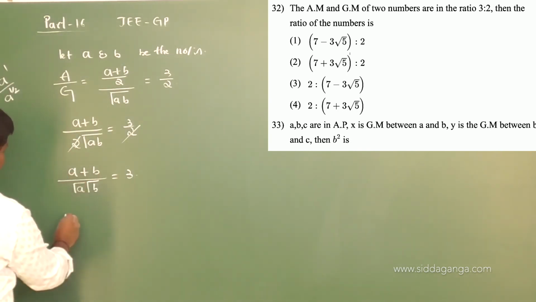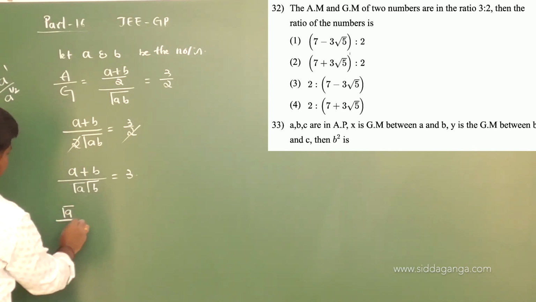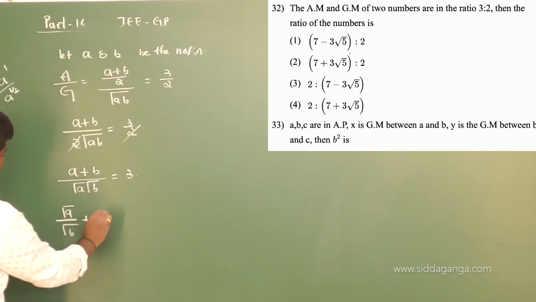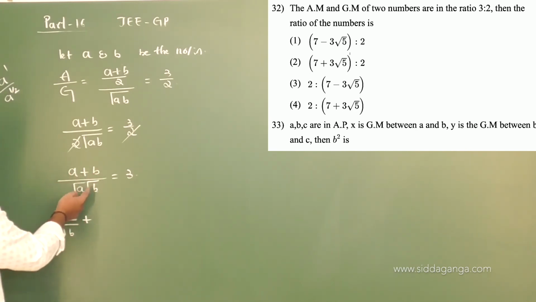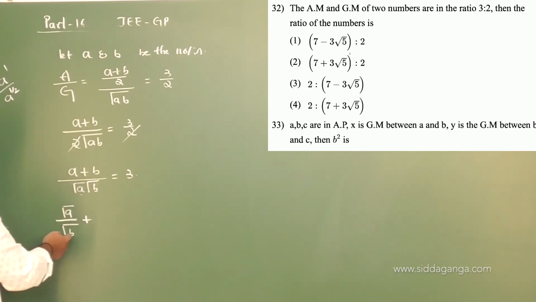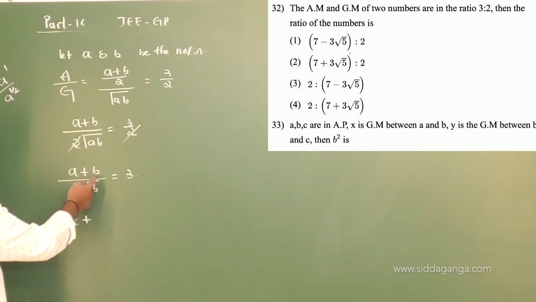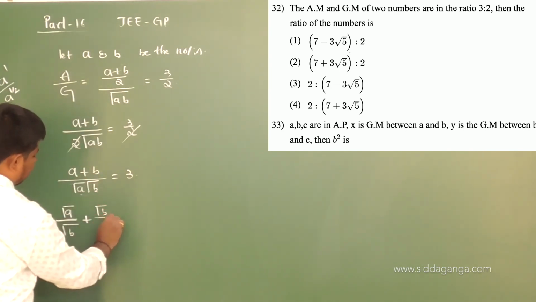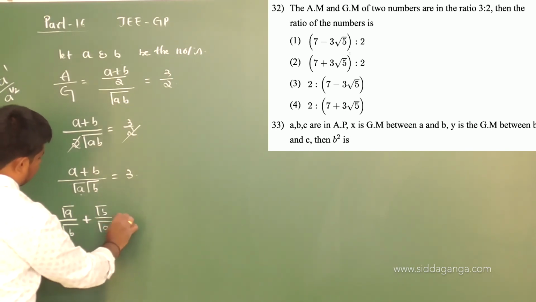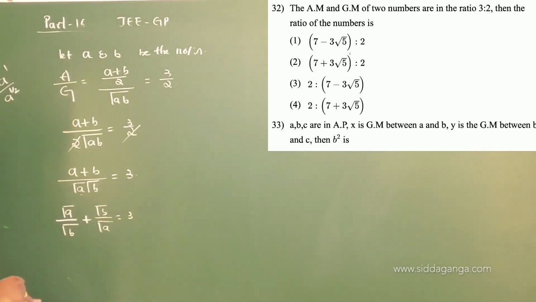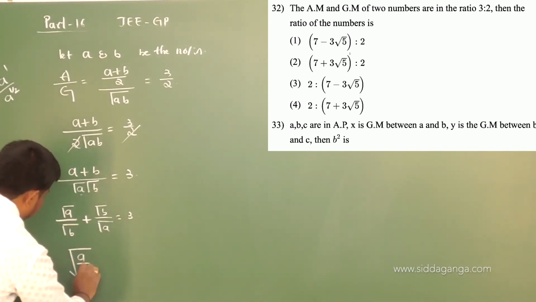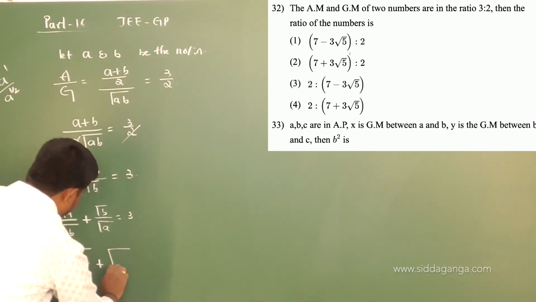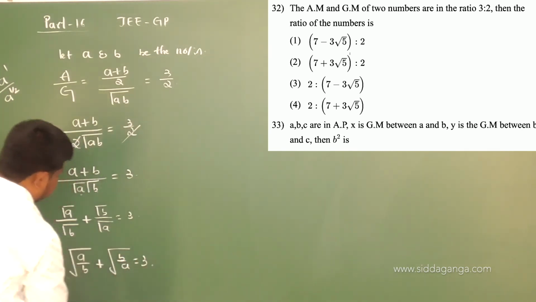So A by root A gives root A by B, plus B by these two. See here, A by these two gives this, because A by root A is root A divided by root B. B by these two, so B by this gives root B divided by root A. Hope you got it, students. Or I can write this as root A by B plus root B by A is equal to 3.